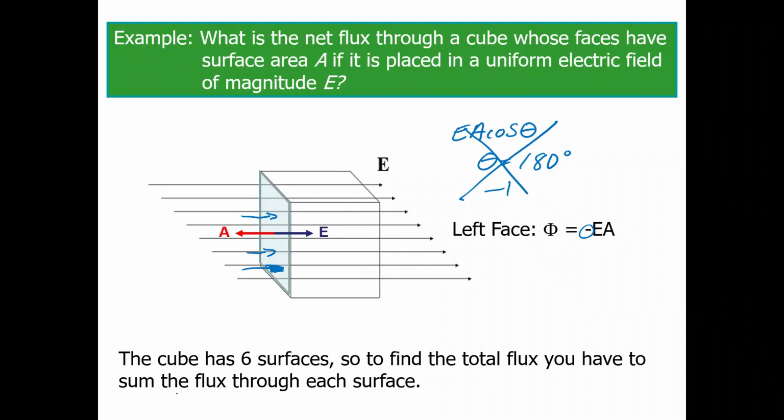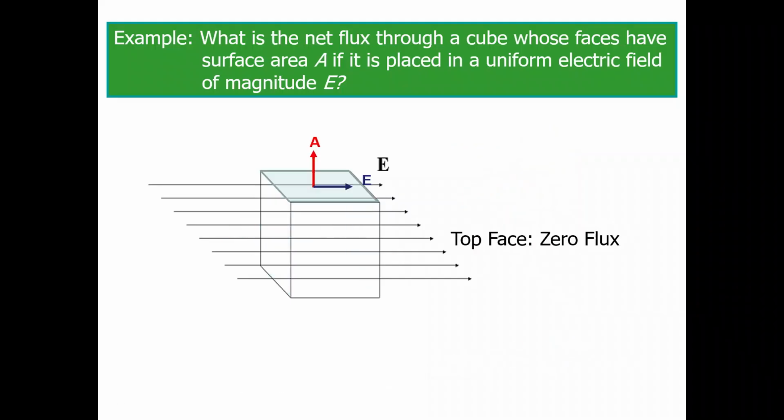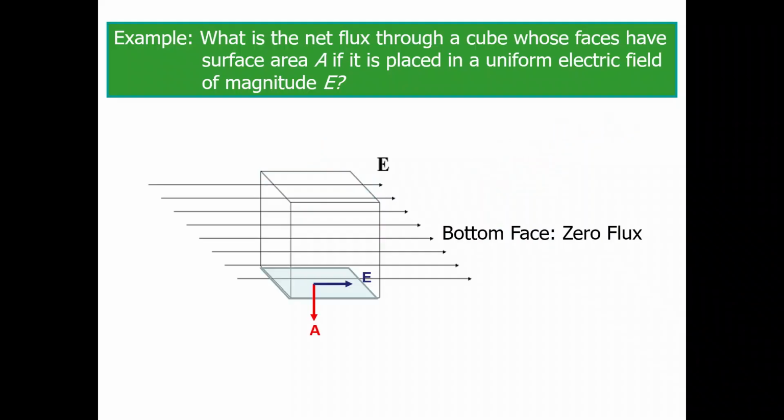Now, oops, wrong way. Look at the top. So if I look at the top face, my E is to the right. My A would be pointing straight up. They're at 90 degrees to each other. If I was to do EA cosine theta, theta is 90 degrees. Cosine of 90 is 0. So this is going to give me 0 flux. Okay, so there's no flux coming through the top. If I do the bottom, also 0.